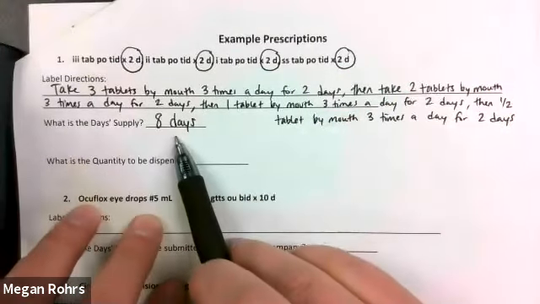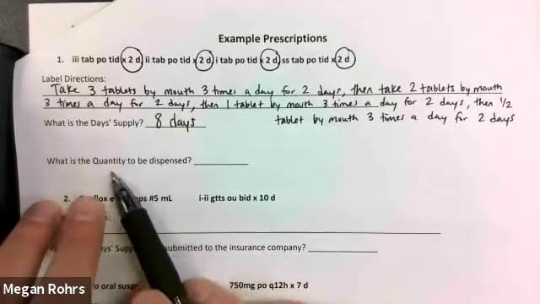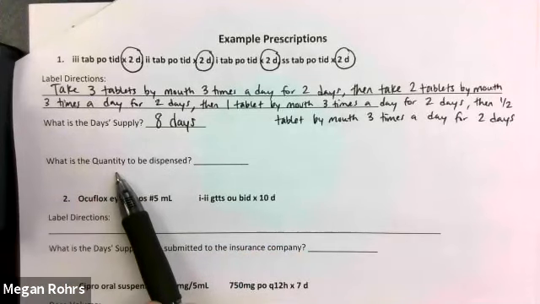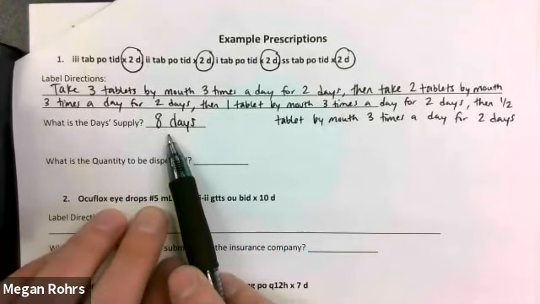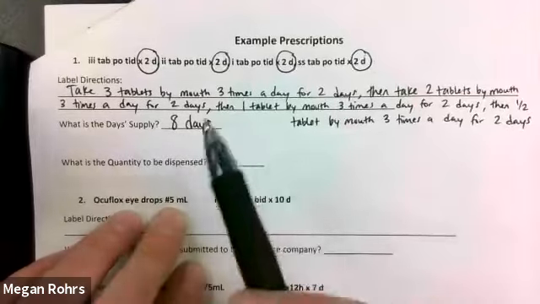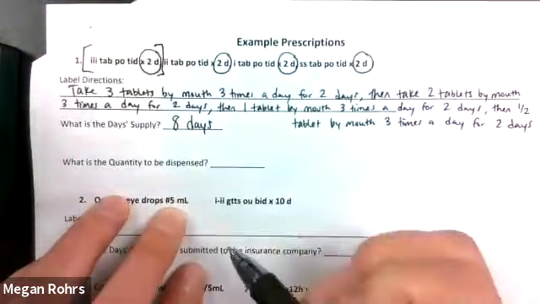So total of 8 days. Now we want to find the quantity that needs to be dispensed. So we want to figure out how many tablets the patient needs to last the entire 8 days. So once again, this is easiest to just break this down by sections. So let's look at this first section here.